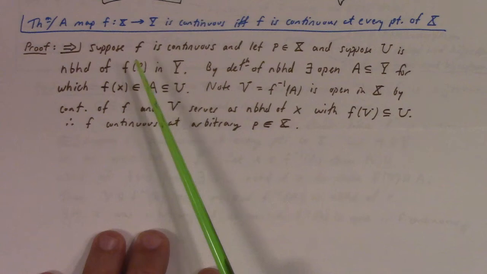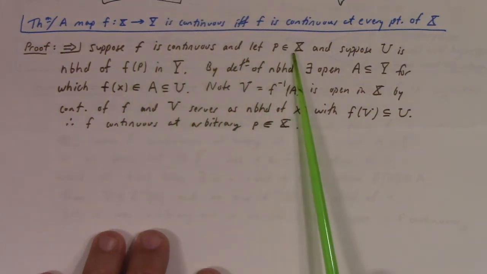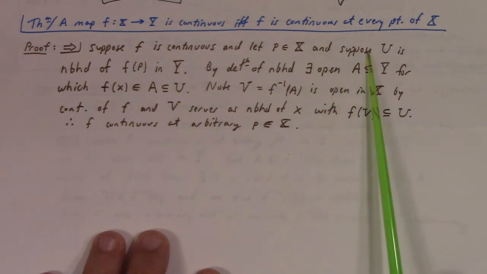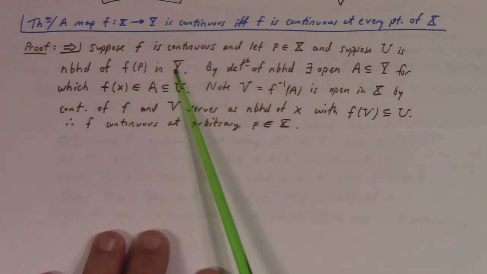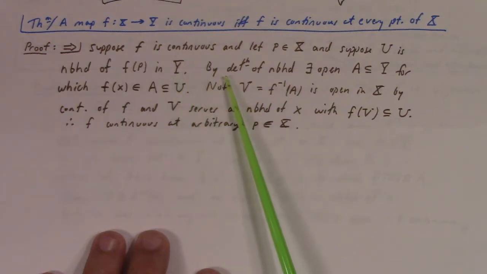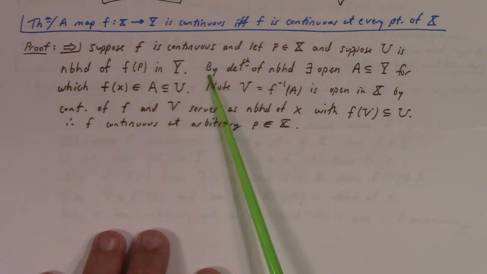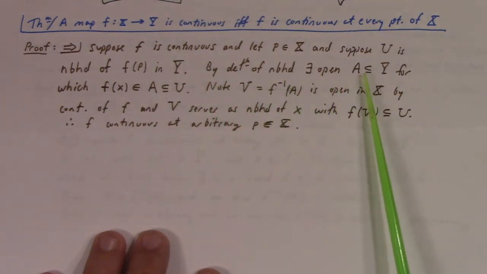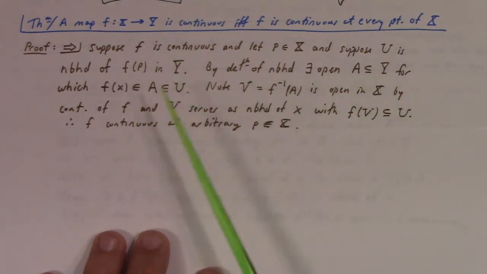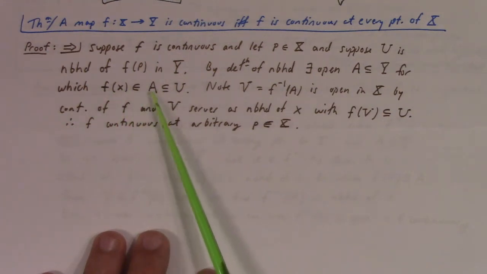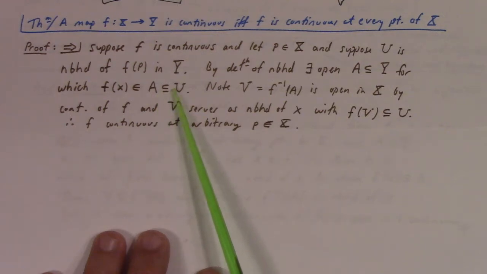Suppose f is continuous and let P be a point in its domain. Suppose U is a neighborhood of f of P in the codomain. I guess technically it's in the range because it's f of P, right? But anyway, by definition of neighborhood, there exists an open A in Y for which f of P is an element of A, which is a subset of U.